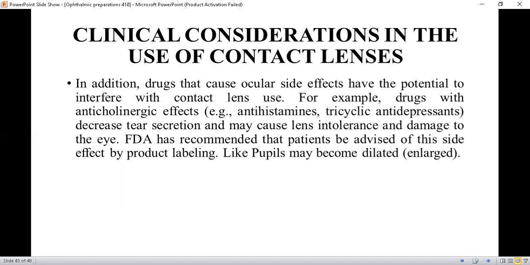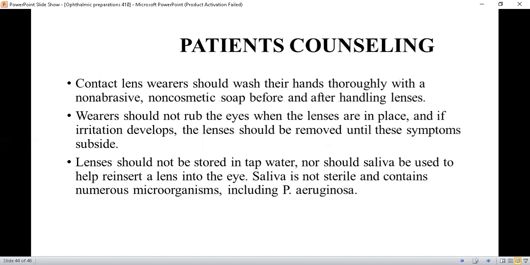So anticholinergic drugs can also interfere with the lens. How can they interfere? They will decrease the secretion of tears and ultimately it will cause irritation. The lens will produce irritation in your eye if there is no tear. Therefore, these lenses are susceptible to antihistamines and tricyclic antidepressant drugs. So care must be exercised while using these medicines with contact lenses.